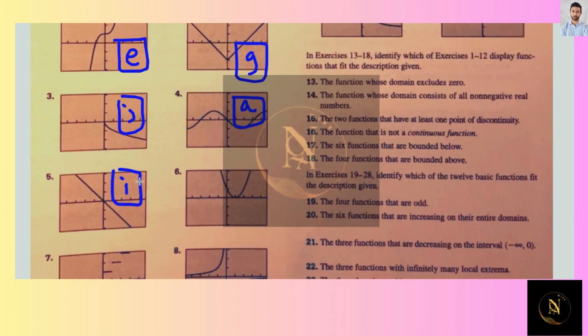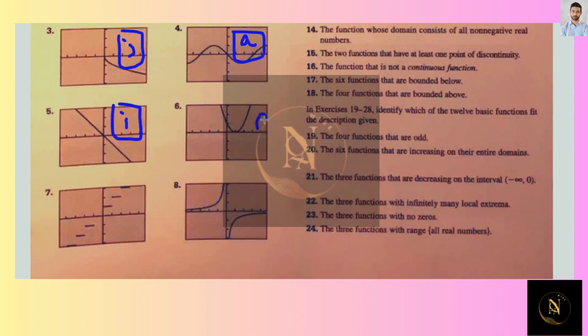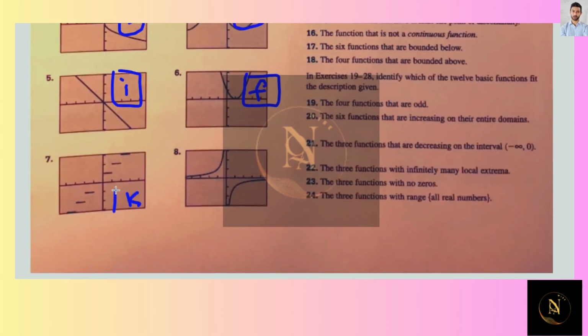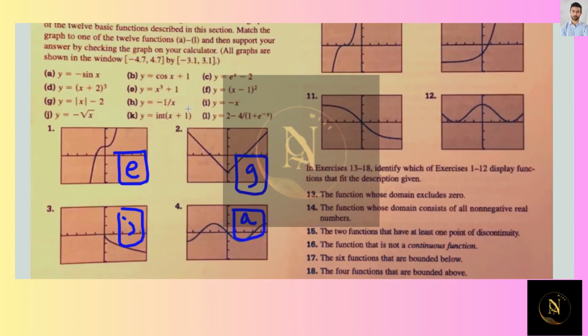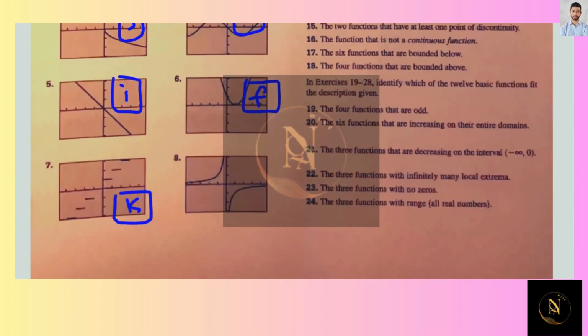We have a quadratic function, so that's a squared function. This would be F, shifted to the right one. Then we have a step function, the greatest integer function, that is K. Then we have a reciprocal function, negative 1 over x, that would be H.